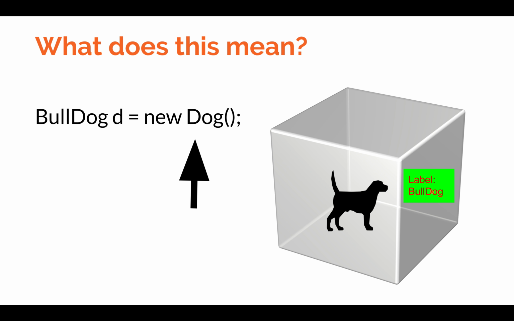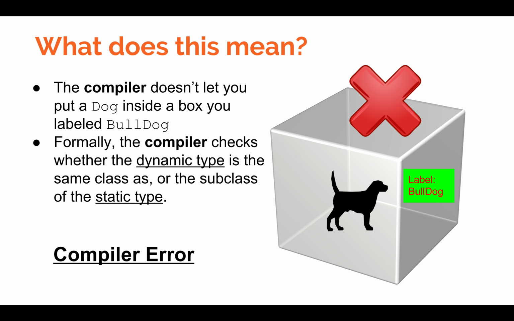What's happening here is we labeled it bulldog, so we can't put any generic dog in the box. We have to put something that's either a bulldog or a hungry bulldog or a thirsty bulldog or some form of bulldog. So the compiler is not gonna let you put a dog inside a box you labeled bulldog. It's simply not okay. So formally, the compiler checks whether the dynamic type is the same class as or the subclass of the static type. Once again, this is gonna be a compiler error.